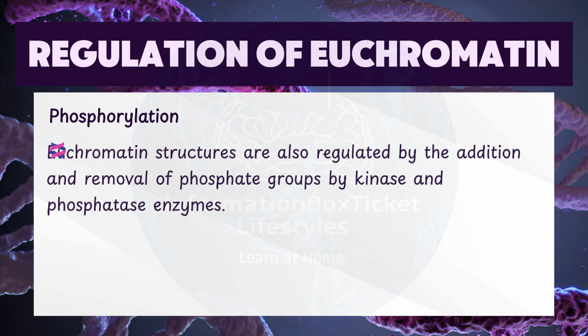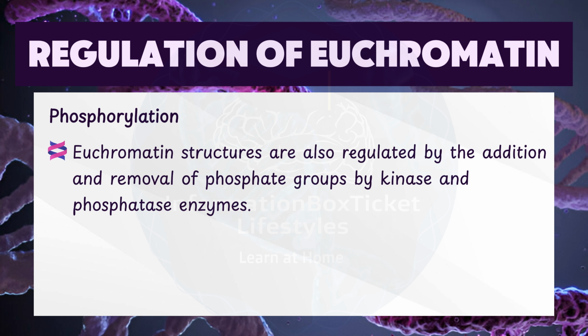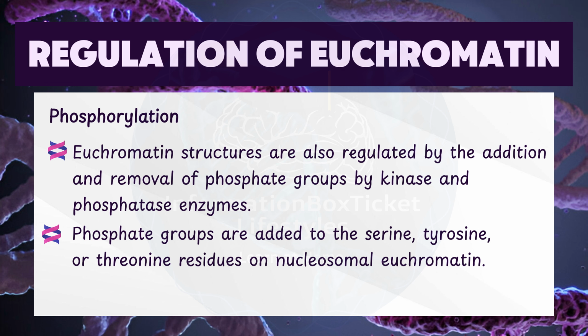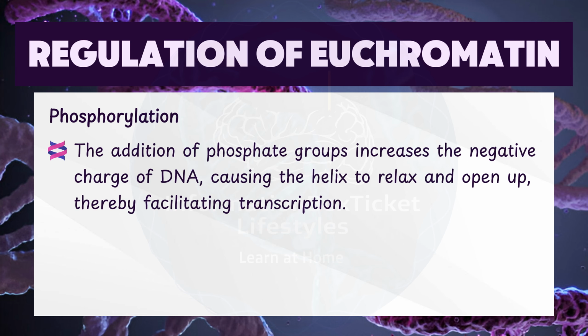Acetylation typically occurs on the lysine residues in the N-terminal tails of histone proteins, further enhancing access for transcription factors. Phosphorylation. Euchromatin structures are also regulated by the addition and removal of phosphate groups by kinase and phosphatase enzymes. Phosphate groups are added to the serine, tyrosine, or threonine residues on nucleosomal euchromatin. The addition of phosphate groups increases the negative charge of DNA, causing the helix to relax and open up, thereby facilitating transcription.